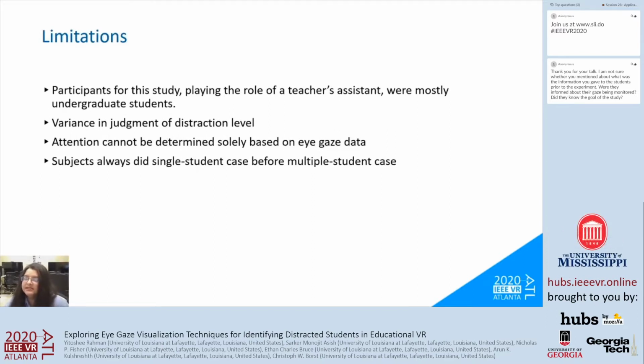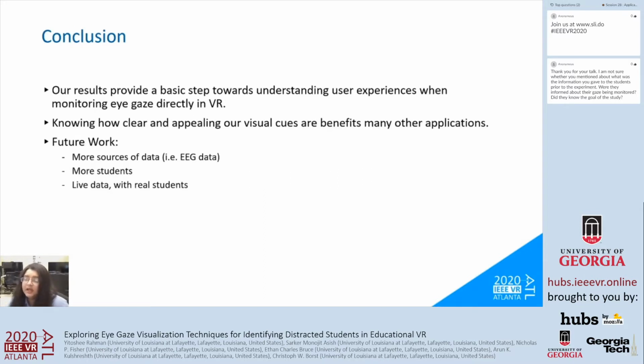The limitation of our study is that the participants were mostly undergrad students. This result could differ from experienced teachers, limiting immediate applicability to real VR classrooms. Different pupils judge distraction differently, and that can affect our results. Also, there are many other factors involved, like physical and mental well-being for attention measurement. All our subjects tried the single student cases before trying the multiple student cases, which we believe might have contributed to the better accuracy in multiple student cases.